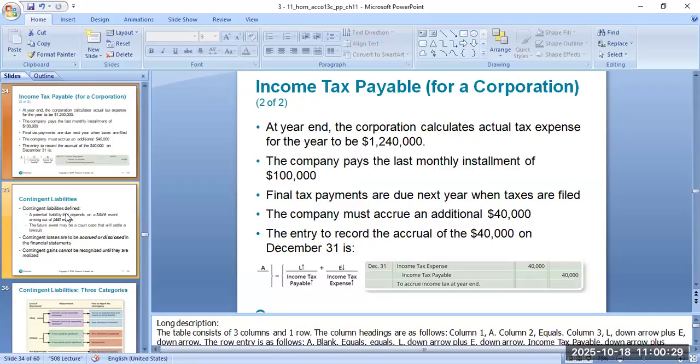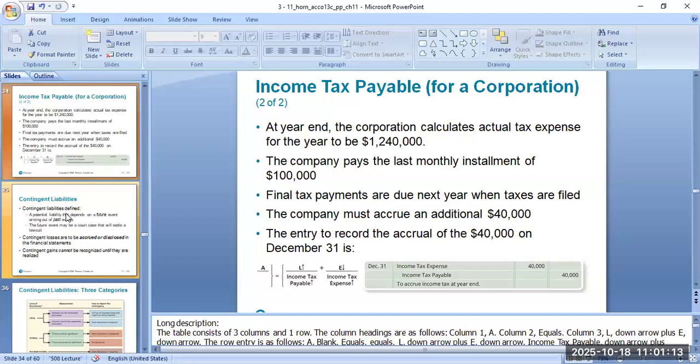Now, at the end of the year, obviously, if the corporation pays $100,000 every month for 12 months, that's $1,200,000. At the end of the year, the corporation calculates the actual tax expense, and they end up with $1,240,000. They already paid the government through the year, through the 12 installments of $100,000, $1,200,000. So now we're comparing. I already paid $1,200,000. I have to pay $1,240,000. So I still have to pay $40,000 more.